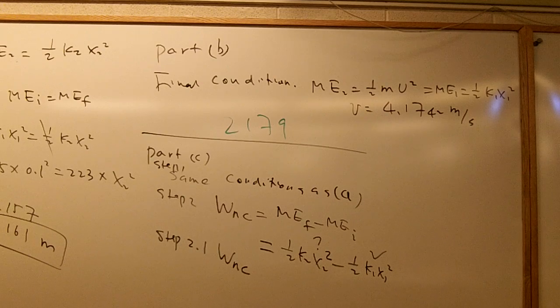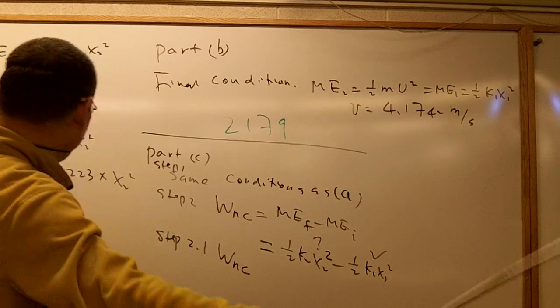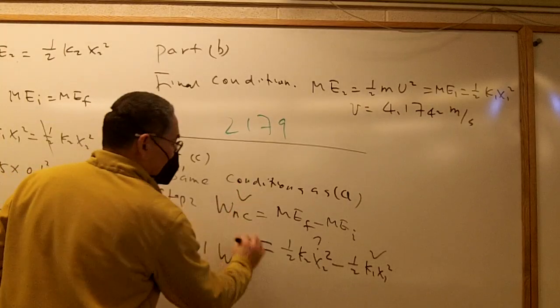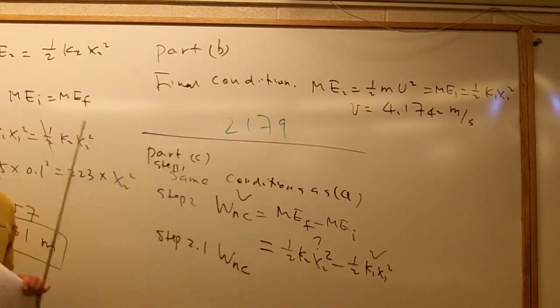So now let's check whether we are able to calculate this. Do we know the mass? Yes. Do we know the mu K? Yes. Do we know the d0? Yes, D0 is given. So therefore, we are able to calculate W and C. So then, this is done. Then we're going to find this guy here.